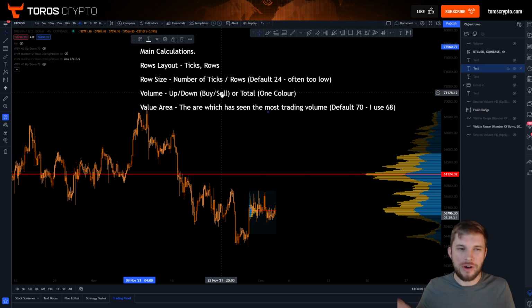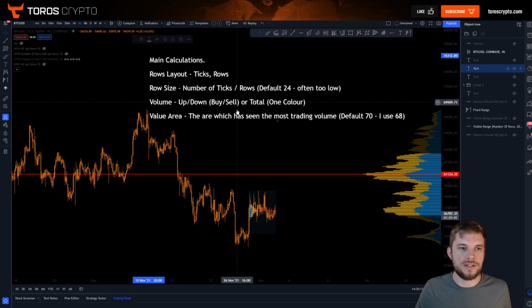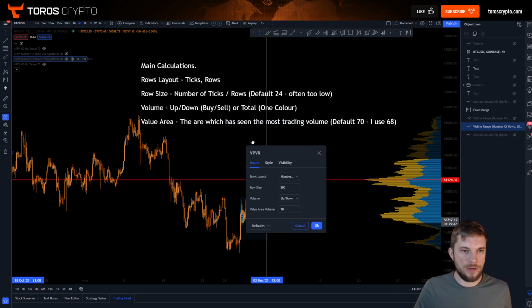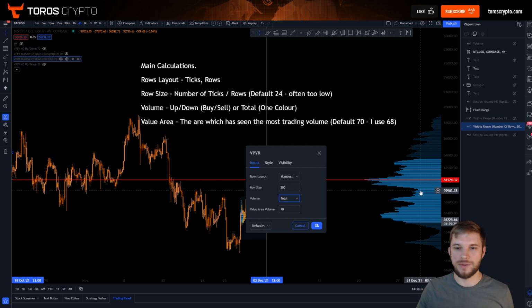But again, it's your own personal preference on what you would like to use when you are choosing the settings on this. Okay, so we'll go onto the next one, and we're looking at volume. So you can choose either your up down, which is your buy and sell volume, or your total volume, which would change this to just one color. So if we change it to total, you can see one color is just totaling up the buys and the sells within that and just shows you pure volume.